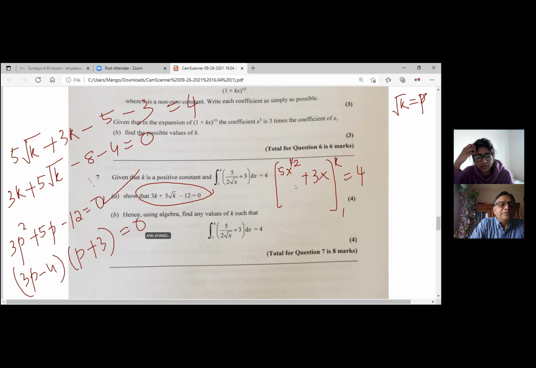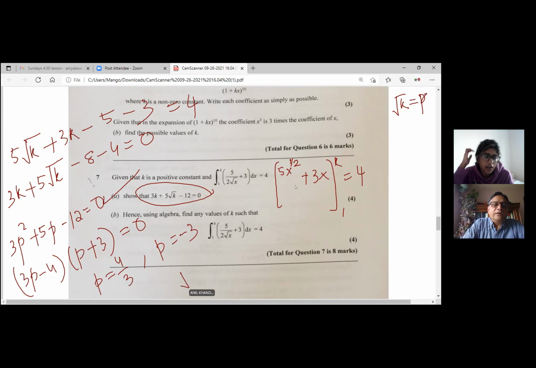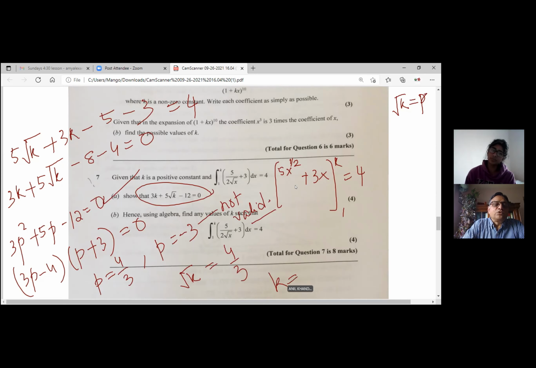Equals 0. So that gives you p-value as 4 over 3 or p-value as -3, correct? But p is square root of k, correct? This is the value of square root of k, right? So you can't have a negative answer. The square root of k is 4 over 3, and that is not valid. Is that clear? K is the square of this, which is 16 over 9. Is that clear to you? Yeah. So that becomes your answer.